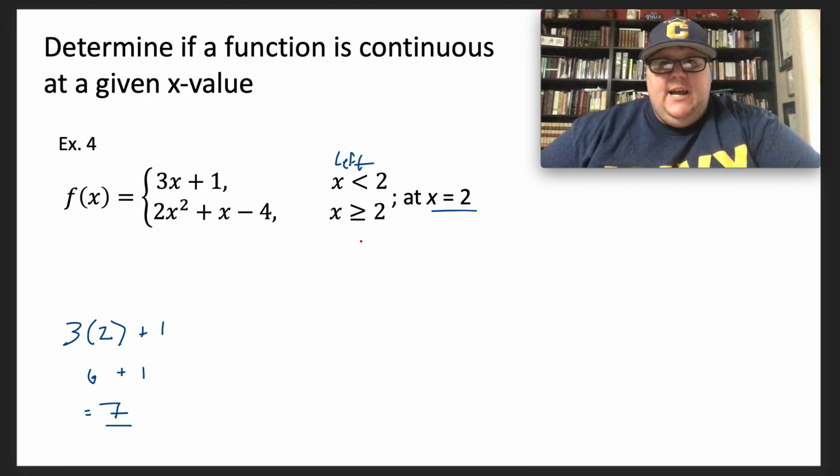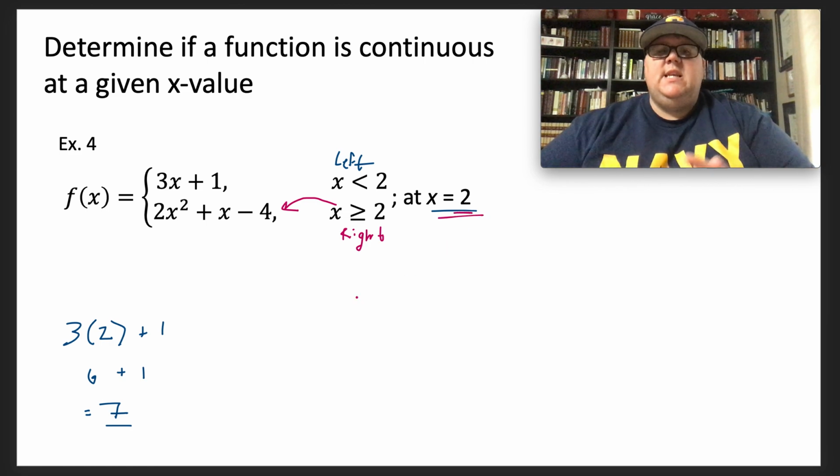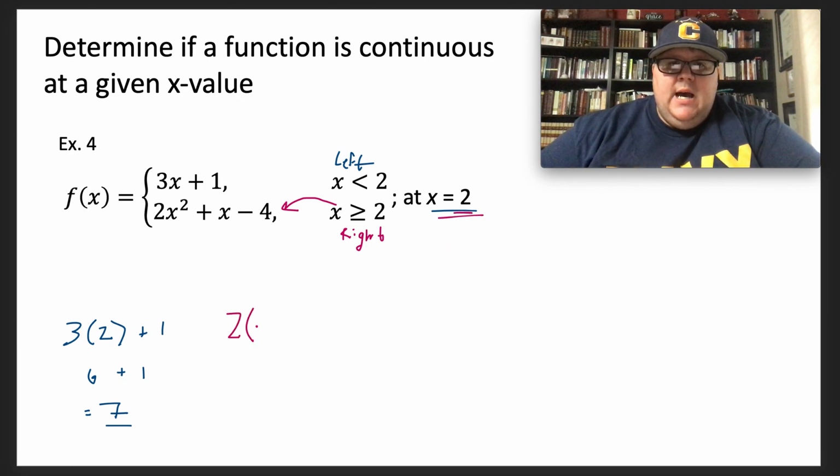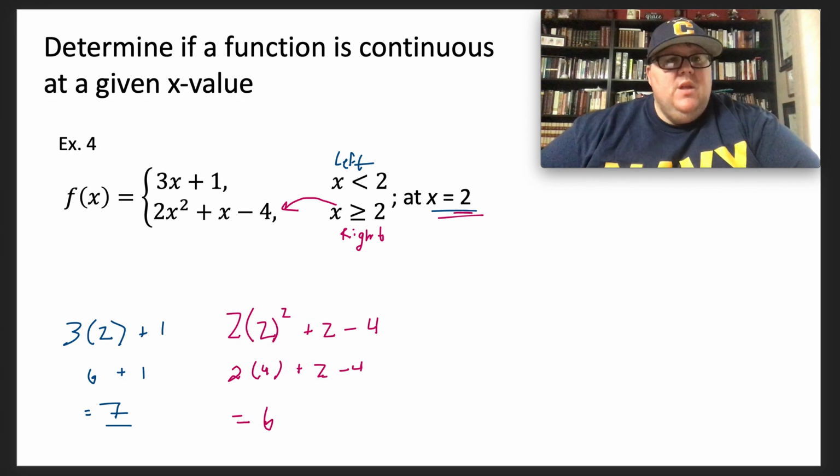Now I'm going to do the right side, where x is greater than 2. So that's going to get plugged into that equation. I'm still working with 2. I want to see if they're the same value. So 2 times 2 squared plus 2 minus 4. I get 2 times 4 plus 2 minus 4, so 8 plus 2 minus 4. 8 plus 2 is 10, and 10 minus 4 is 6. So if you notice, 7 does not equal 6.